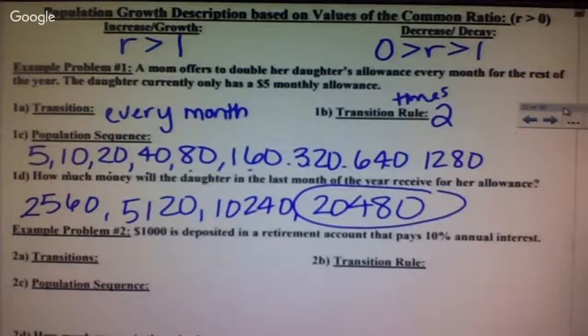Just think about it though. That's what you're getting each month. Think about how much you actually got all year long. You'd have to add all those up to see what your grand total is.